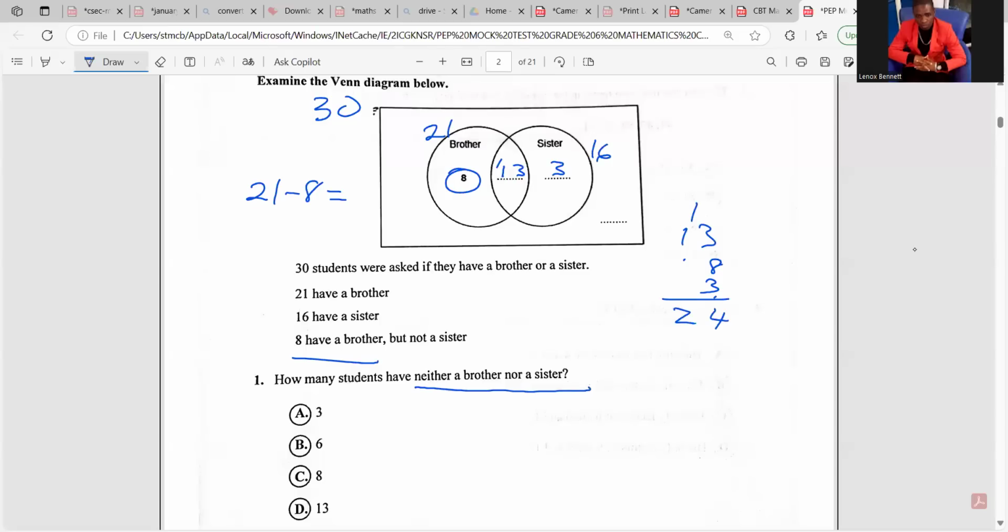3 and 3, 6, and that 14. Yeah. So 24 of these are in total. But remember they gave us 30. So it will be 30 minus 24, which is 6. So B would be the correct answer.